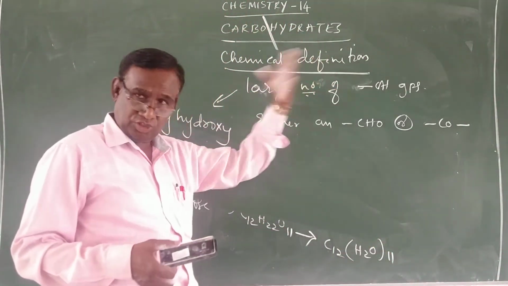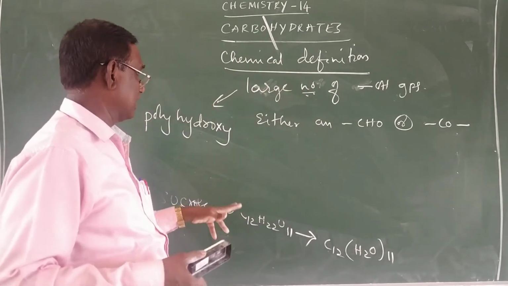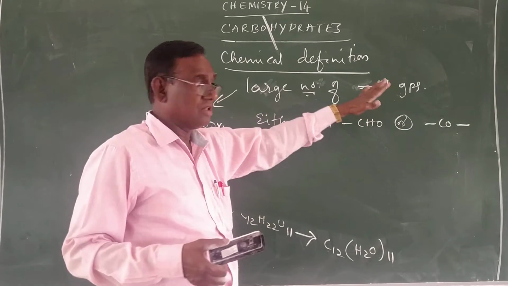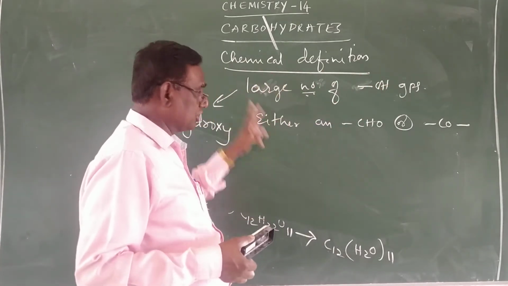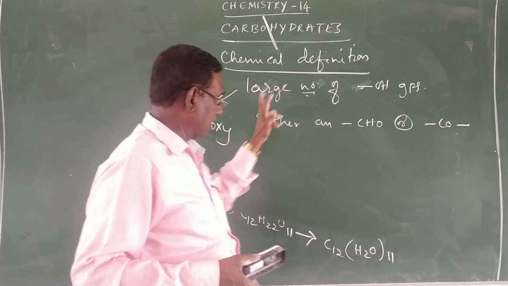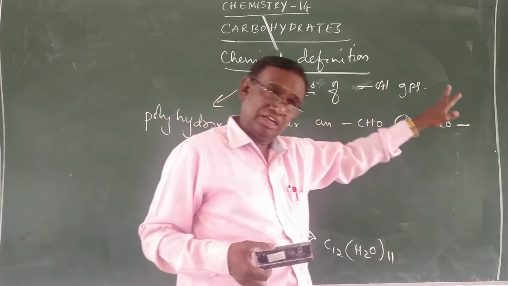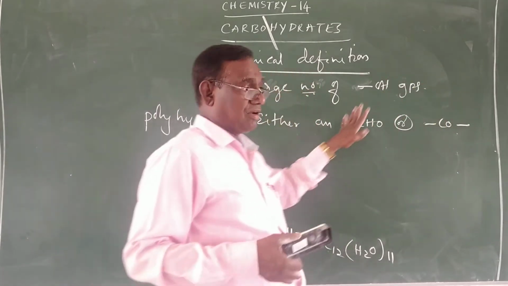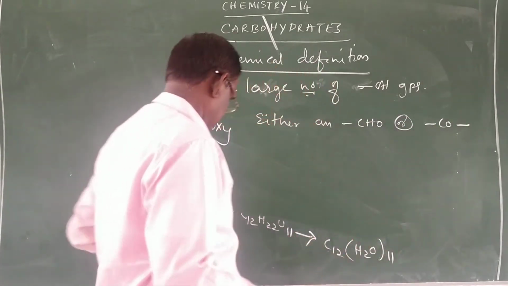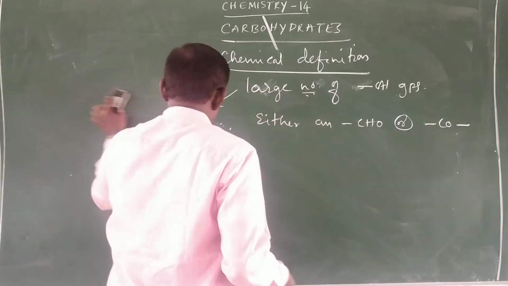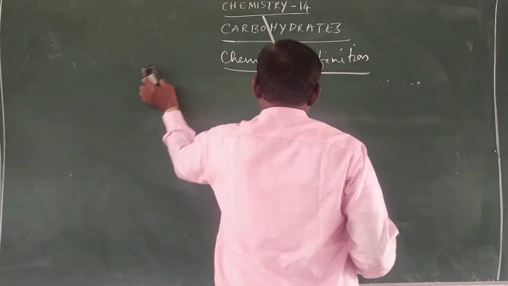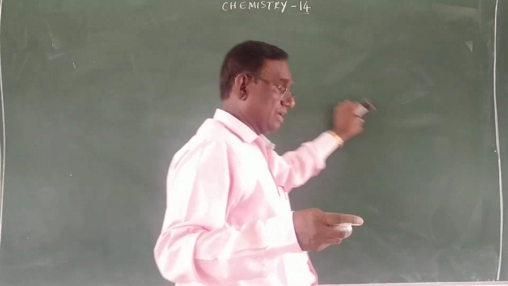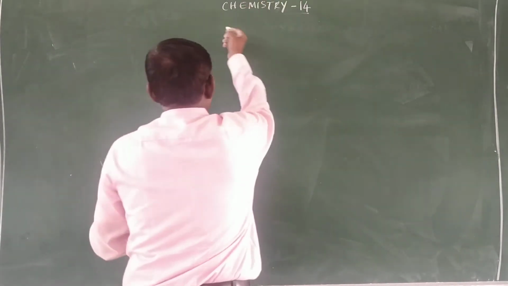According to chemical composition, carbohydrates essentially contain a large number of OH groups. Therefore, they are called polyhydroxy. In addition to that, they contain either an aldehyde group or what? Ketonic group. So therefore, they are called polyhydroxyaldehyde or polyhydroxy ketone. And all the names of the carbohydrates end with the suffix "ose." Okay. So next, classification of carbohydrates.